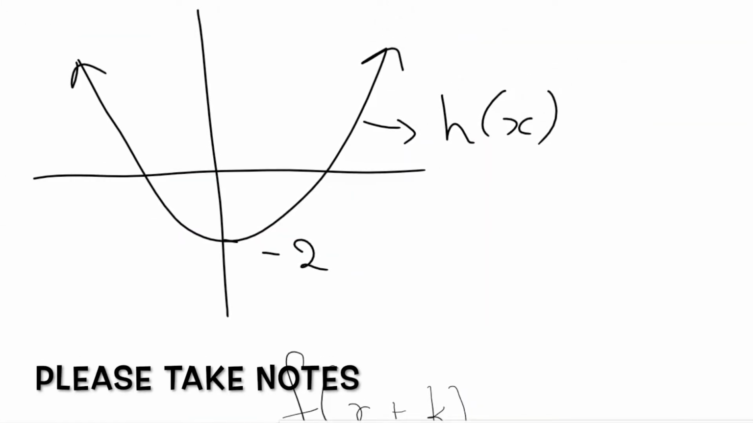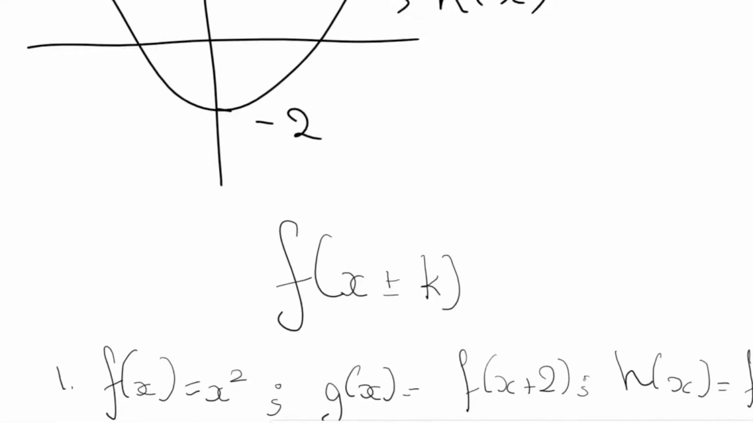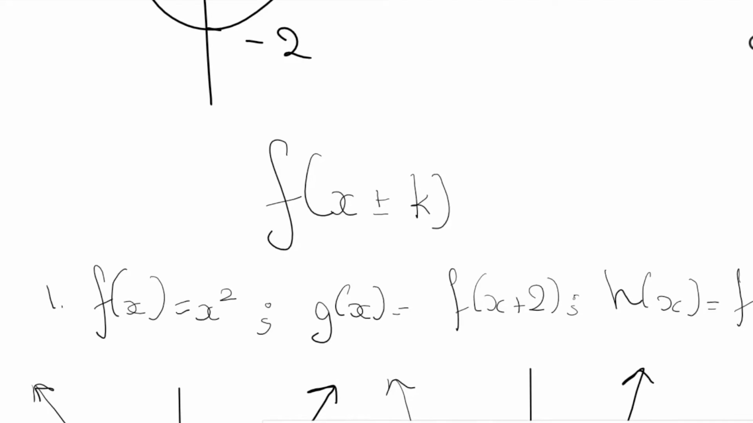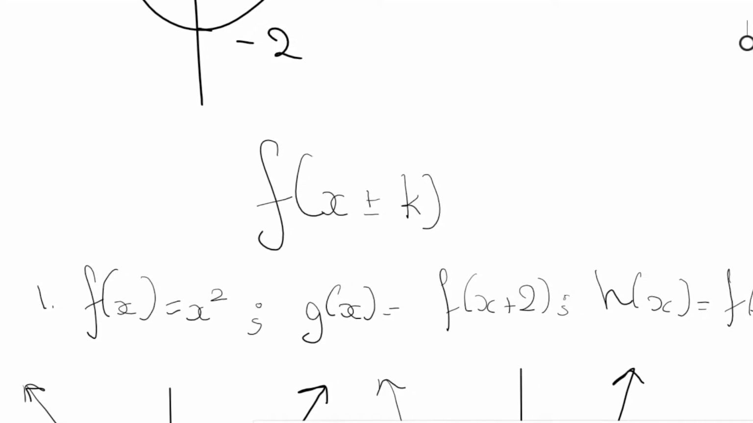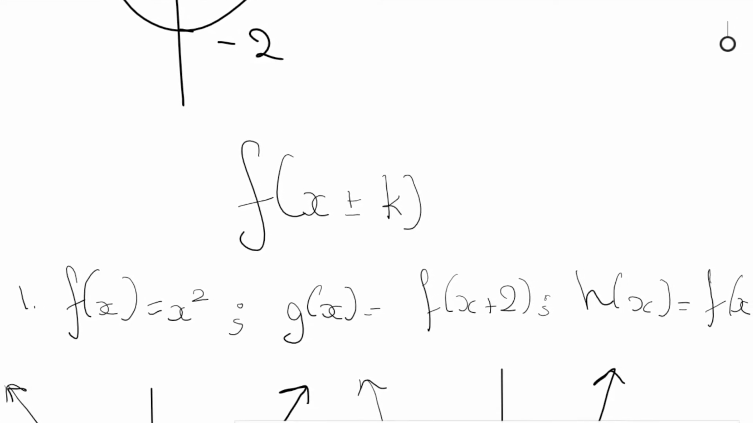Now let's do horizontal translation. Horizontal translation is written as f of x plus minus k, where k is inside the bracket. If k is positive, it will move k units to the left. If it's negative, it will move k units to the right.